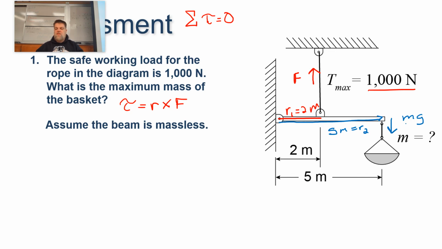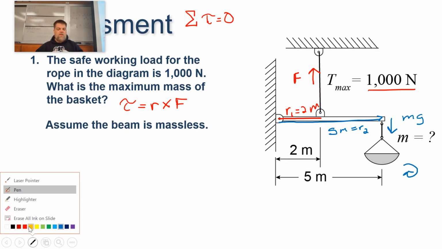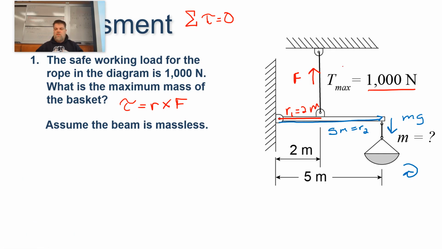So we'll call this torque 2. Torque 2, the blue one, is going this way. And my other torque, this torque here, is going this way. The one that's going counterclockwise is positive, and the one that's going the opposite direction is going to be negative.